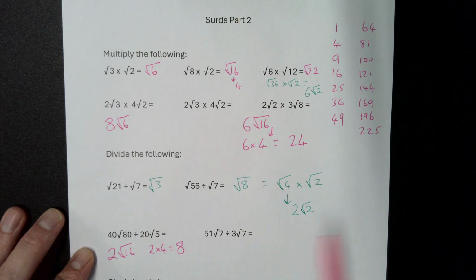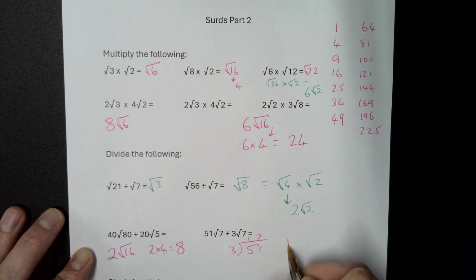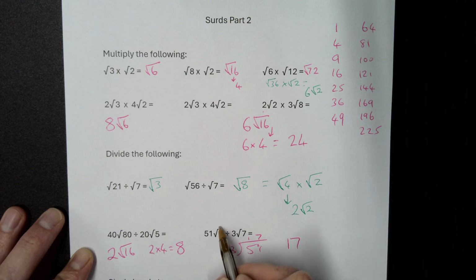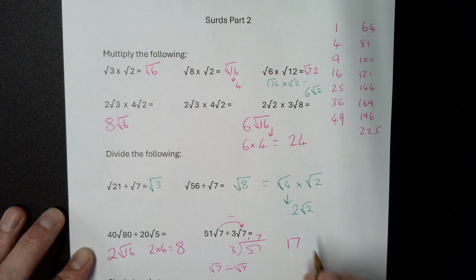With the next one, we're going to have 51 divided by 3. Okay, if you can't do it in your head, just put 51 divided by 3 gives you 17. Okay, so it's 17. Now root 7 divided by root 7, if you divide it by itself, that means how many root 7s are in root 7, which is just 1. And 17 times 1 is just 17.